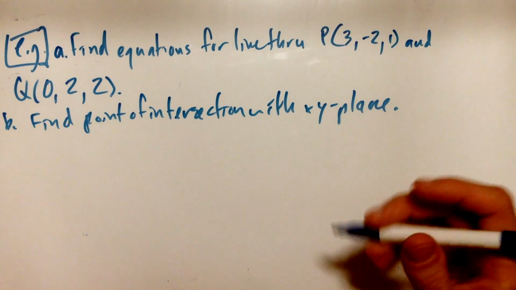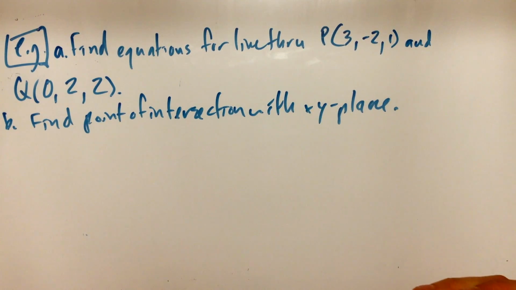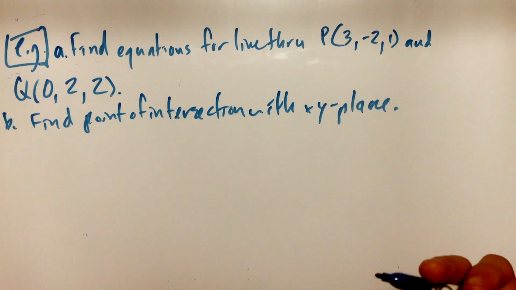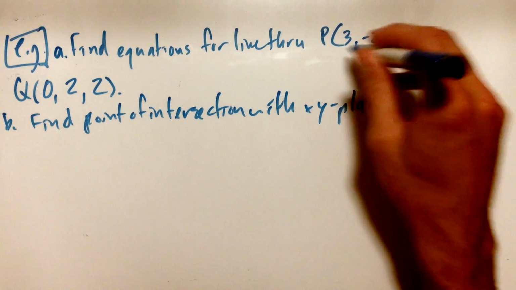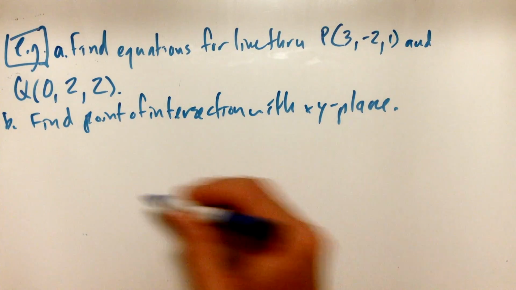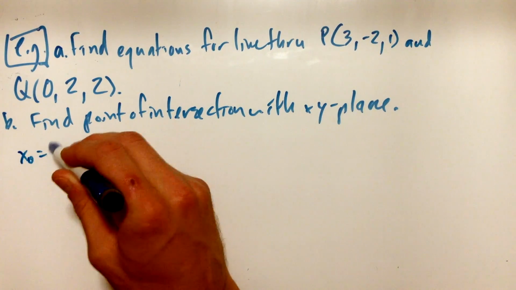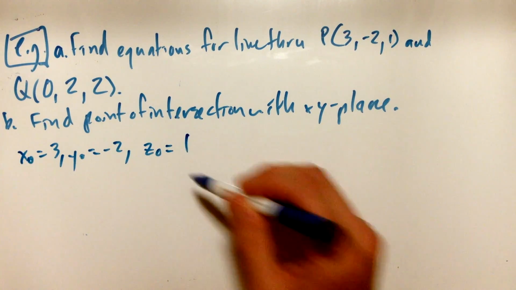All right, so let's do an example. Let's find some equations for the line through the points (3, -2, 1) and (0, 2, 2). It doesn't matter which of these two points we use as our fixed point, and which order we use them to figure out the vector that describes the direction of the line. So why don't we just use this point, (3, -2, 1). And so that means that x0 is 3, y0 is -2, and z0 is equal to 1.